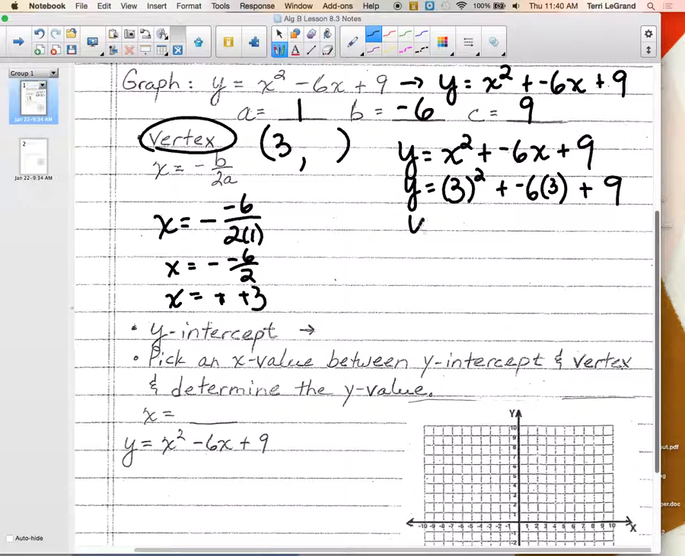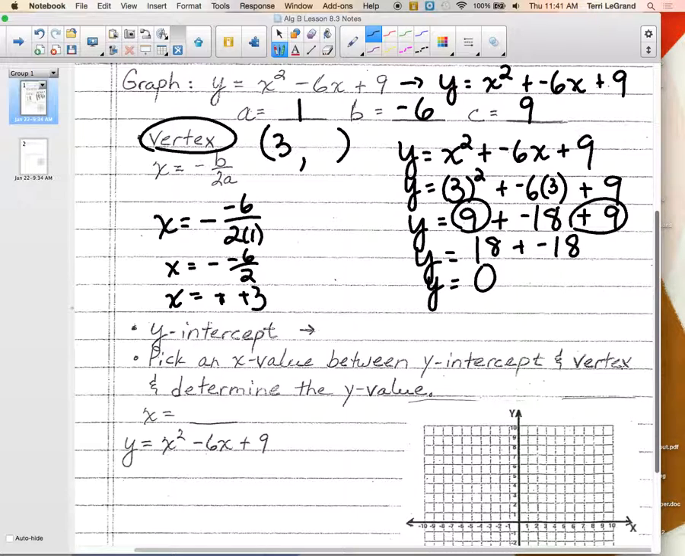So what's 3 squared? 9. 9 plus -18, plus 9. It's still going to be the same, so we can add in any order we want. We can take this 9 and add that 9. What's that? 18. So we really have 18 plus -18. What's that? 0. So that's the y value of our vertex. We just found the vertex.